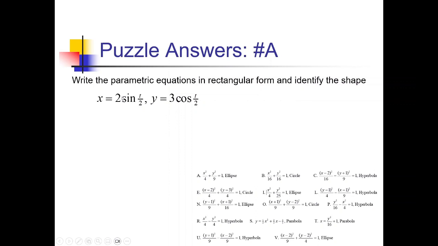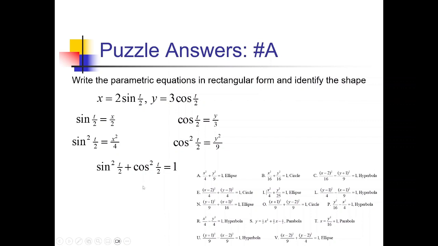Let me first start by dividing both sides by 2 to get sine isolated. And then I'm going to square both sides of this to get sine squared of t over 2 equals x squared over 4. Next, let me work on cosine. I can get that alone by dividing by 3, so I have y over 3 there. And then squaring both sides, we have cosine squared equals y squared over 9. Now I have the Pythagorean identity sine squared plus cosine squared equals 1.